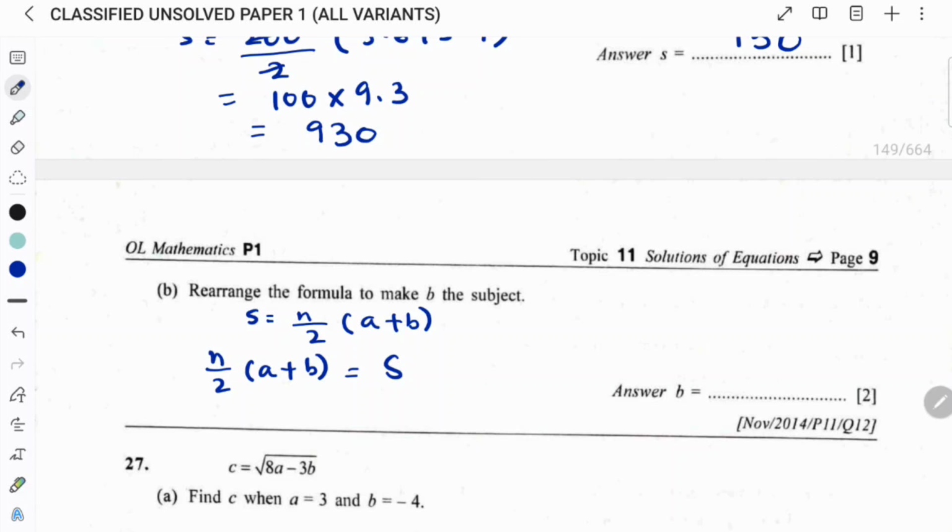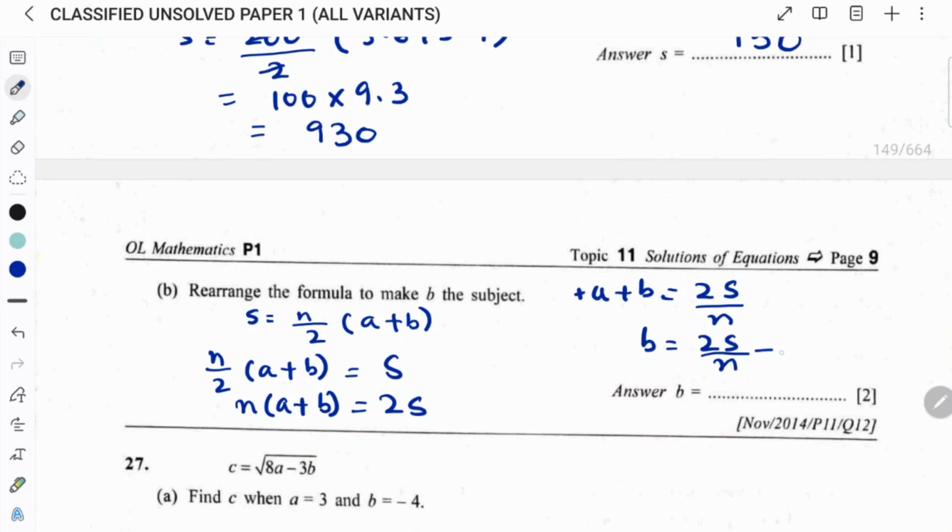Okay, so now just multiply: n times a plus b is equals to 2s. Remember, we don't need to multiply by a because a is coming just one time. Try to keep the terms on the other side, and then you will get the answer. So a plus b is equals to 2s. n was multiplying, n will divide. Now remember, b is required, so b is equals to 2s upon n. A was positive, so we have to make b the subject, so a will be negative here.